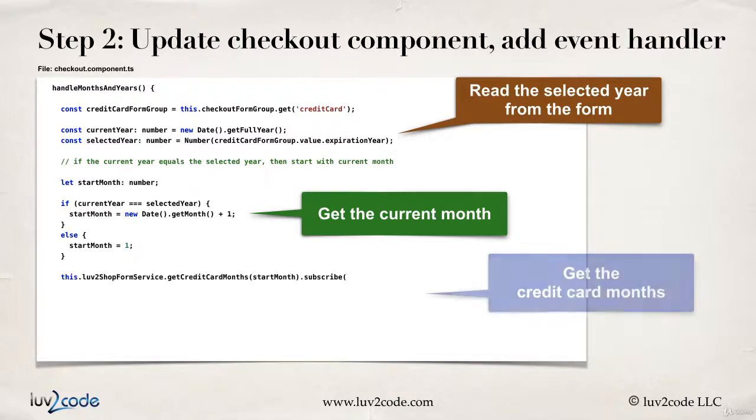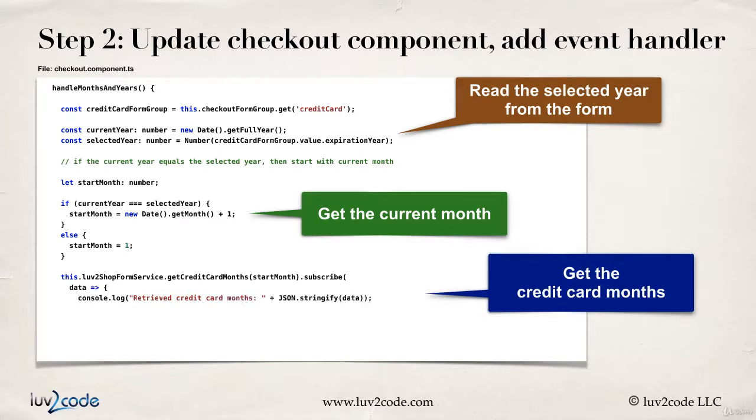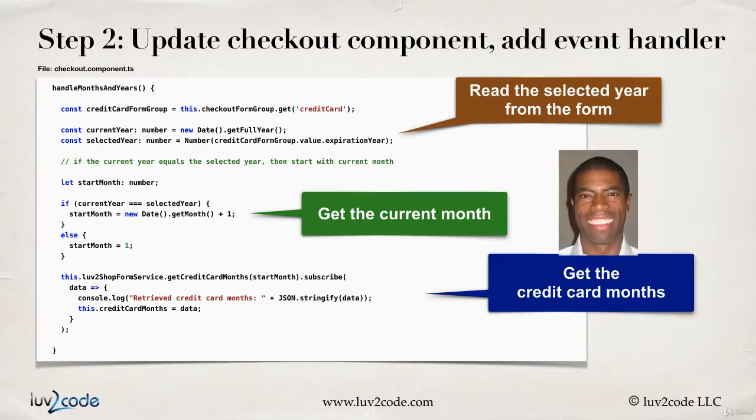And so then based on this data, we can use our luv2shop form service to get the credit card months. We pass in the value of start month, and it'll give us that array of the appropriate data, and we simply assign it accordingly inside of our code here. So this.creditCardMonths equals data. The key here is determining what's the start month. Is it going to be the current month, or are we going to start at month equals 1? Alrighty, so this code looks good. Let's go ahead and dive into our IDE and let's write some code.